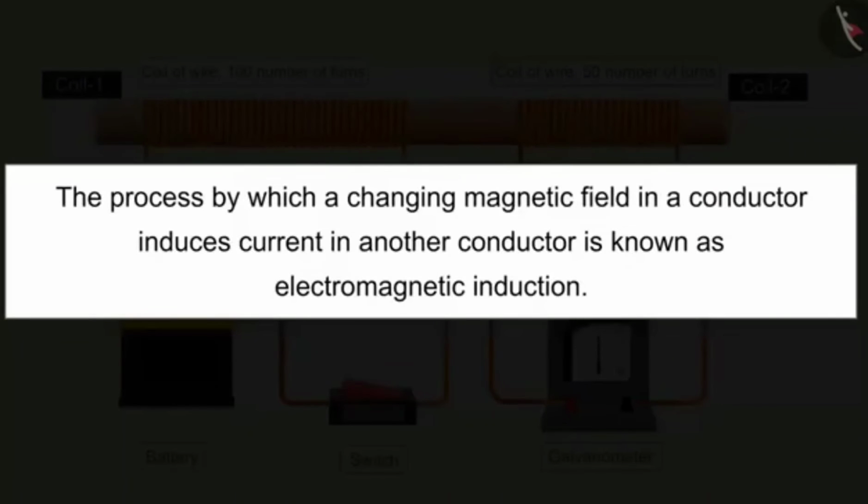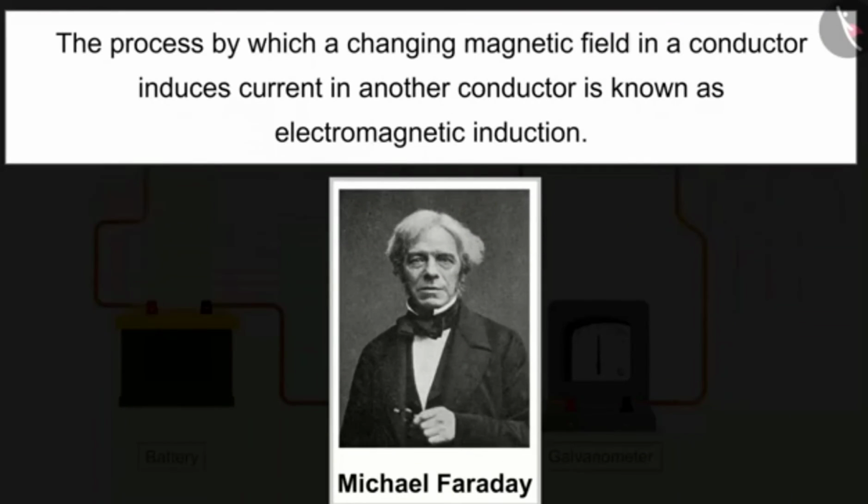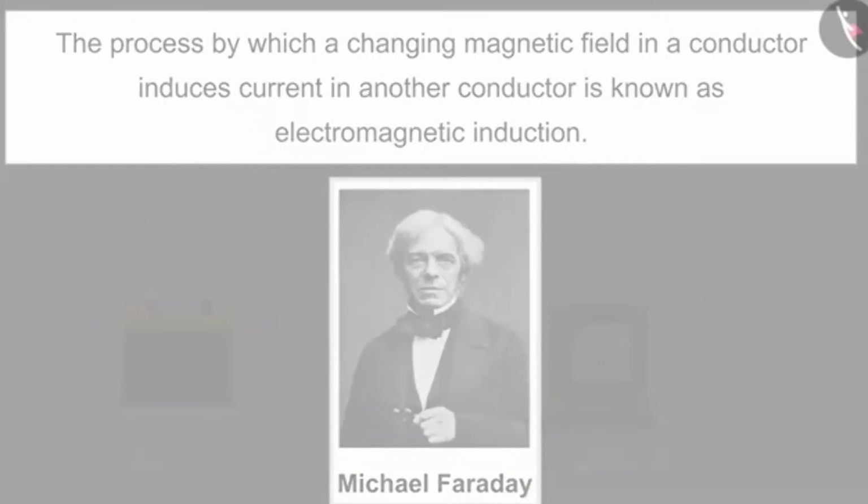The process by which a changing magnetic field in a conductor induces current in another conductor is known as electromagnetic induction. Michael Faraday experimented with this for the first time in history. To find the direction of this induced current, Fleming's right-hand rule is used.